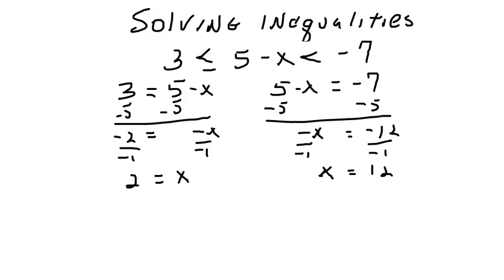Now we place those on the number line, and we have 2 and 12. Now note that the 2 started with equal to, so it's going to be a solid, and the 12 is a less than, and we'll represent that it's not included by using an open circle.